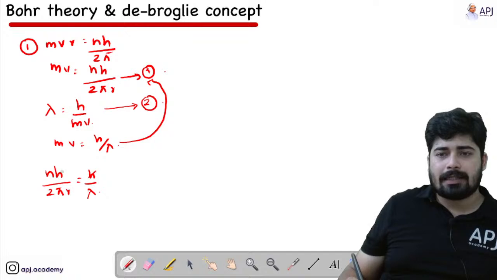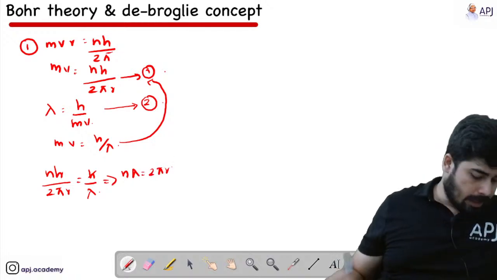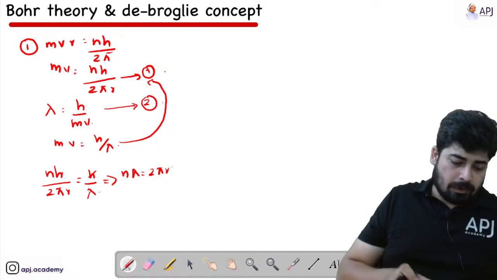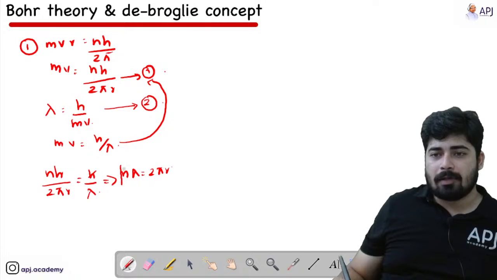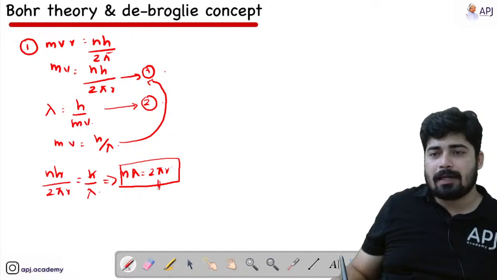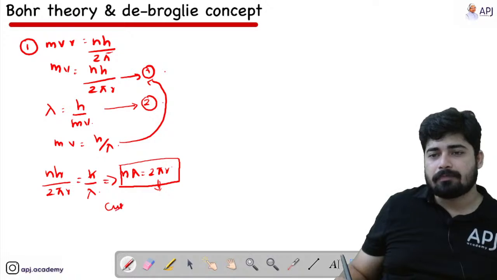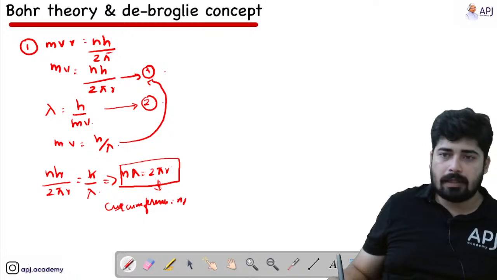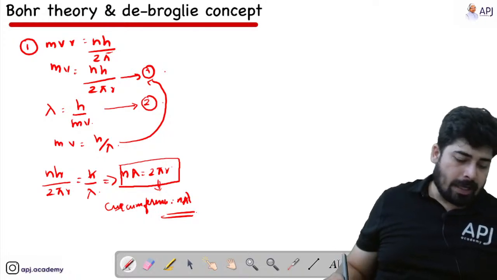We can cancel h and h, and now we get n lambda is equal to 2 pi r. So this is the equation which you have to learn: n lambda is equal to 2 pi r, where 2 pi r is the circumference of the orbit. So the circumference is equal to n lambda.